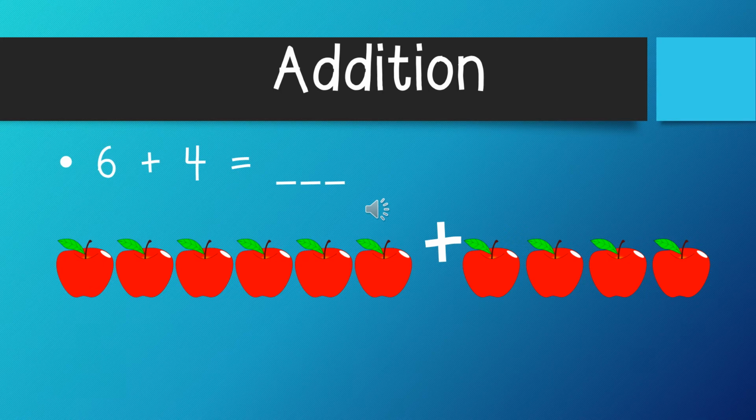On this page, I have the sum 6 plus 4. So who remembers what's the first thing I need to do? That's right. I need to draw for the first number. So now over here I have 6 apples. Let's count them to make sure we are correct. Let's go. 1, 2, 3, 4, 5, 6.